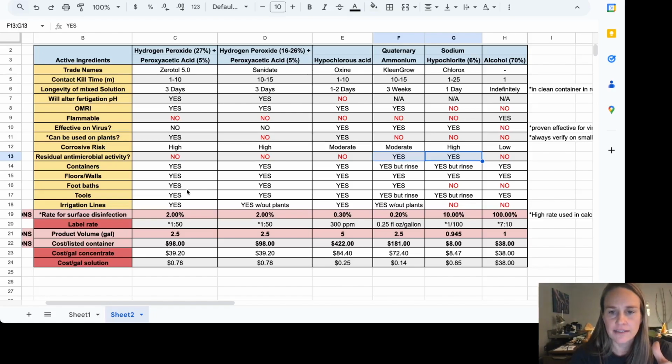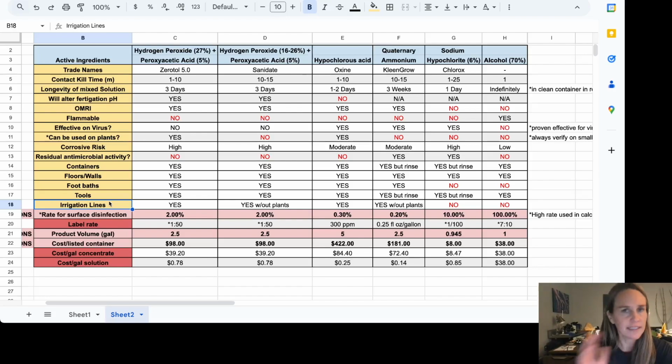The next few lines kind of go off of those topics we just touched on. Can you apply this stuff to containers, floors, foot baths, walls, irrigation? You've got to think for an irrigation line, for example, just because you can put it through the irrigation line doesn't mean you can put it on your plants. So if you want to be able to flush your lines to help keep that biofilm down, yet not have to unplug every emitter, maybe a good option would be to go with the hypochlorous acid or the hydrogen peroxide.